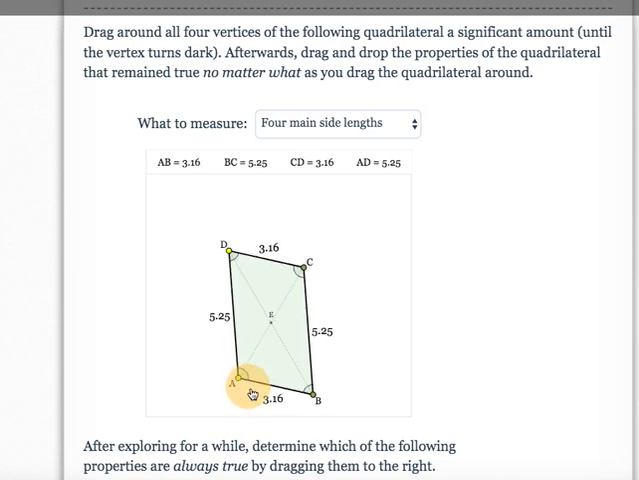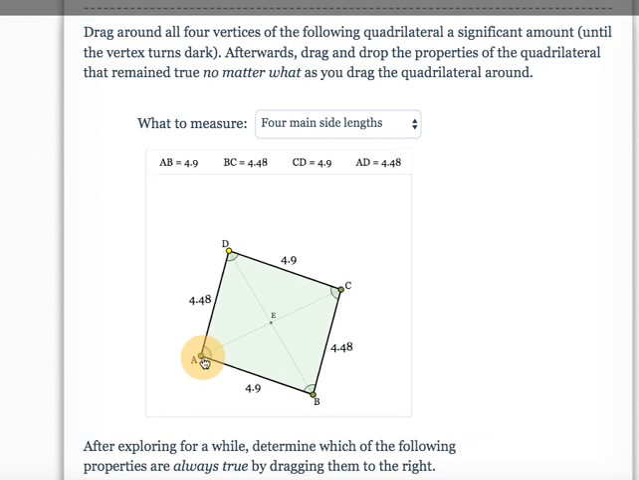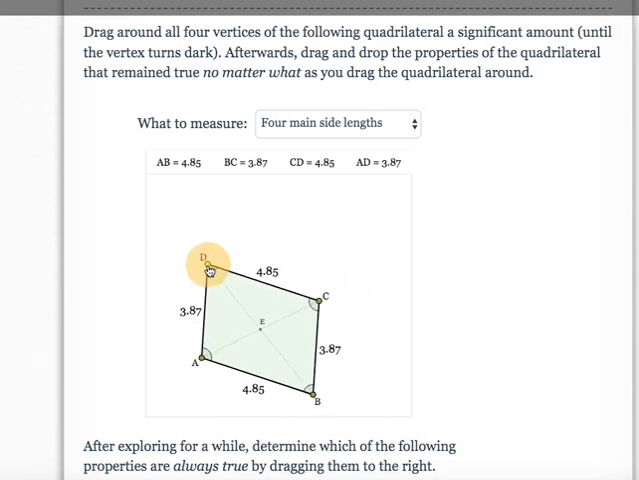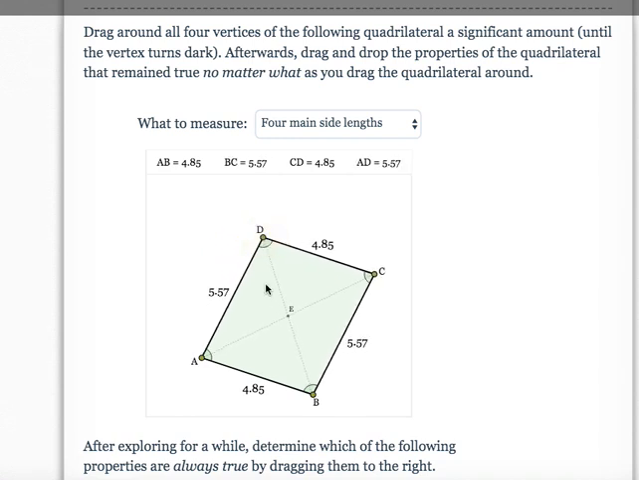Now I'm going to move A and D. Notice that A got dark. I'm going to move D around a certain amount. And now D is dark. So it's important to do these until they get dark. And now they give us the measurements of the side lengths.